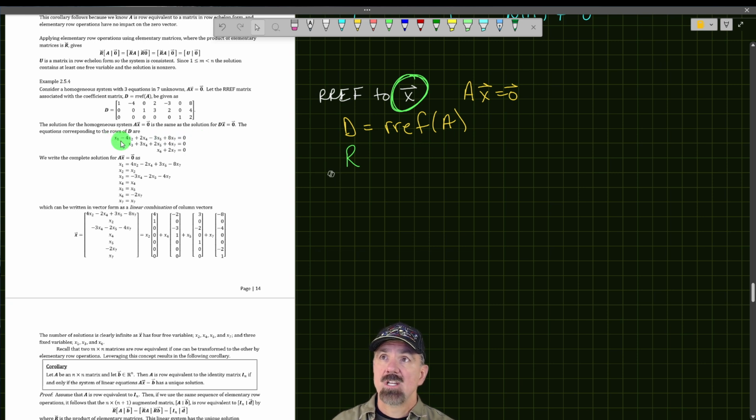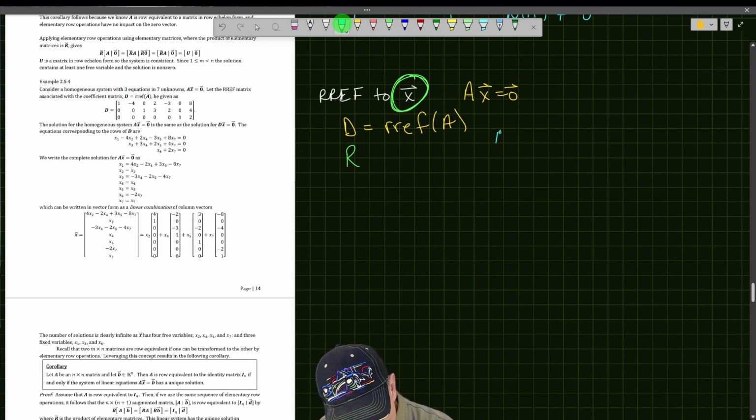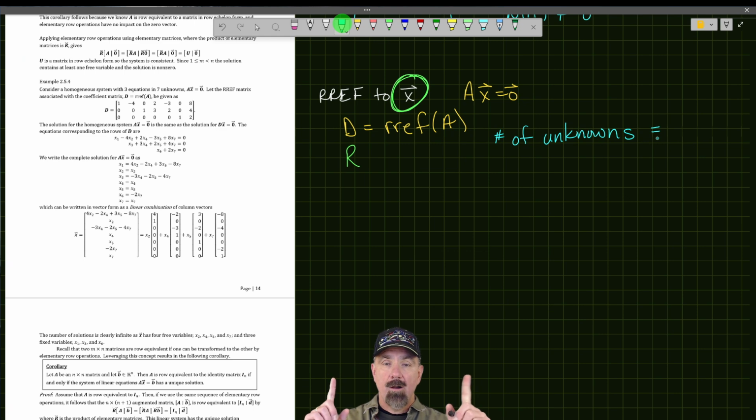So the first equation is going to give us x1. Looking up here, before we go through this, we want to see how many unknowns we have. So the number of unknowns, which is the size of the x vector, is the number of columns in our RREF matrix, again, because this one has not been augmented. So in this case, the number of unknowns is 7. So we have x1 through x7.